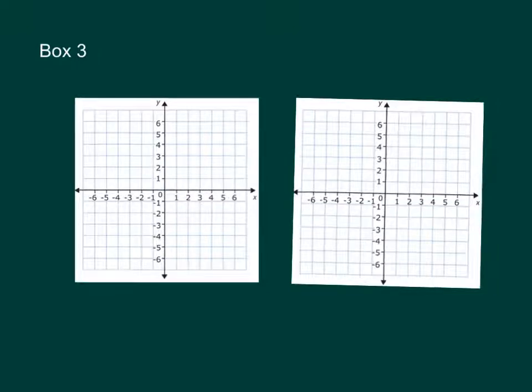So in box 3, if I did it correctly, you should already have two coordinate planes. And what I'm going to show you here is a way to tell whether a graph is a function. We can tell whether a graph is a function by using something called the vertical line test. Make sure you get that down.